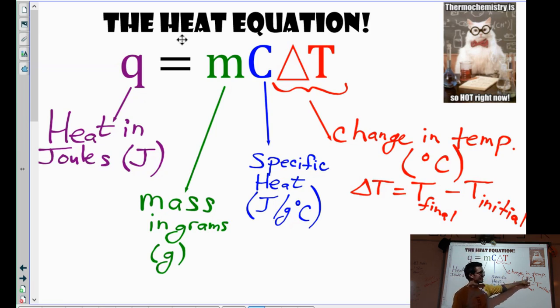So the delta T stands for the change in temperature. All changes in life, when we think about them, are just what you have at the end, so the final, minus what you have at the beginning, the initial. You can work with anything in life with changing something.